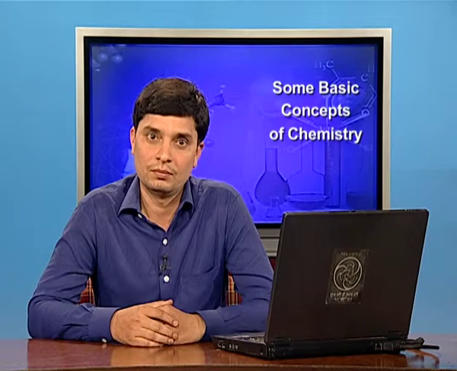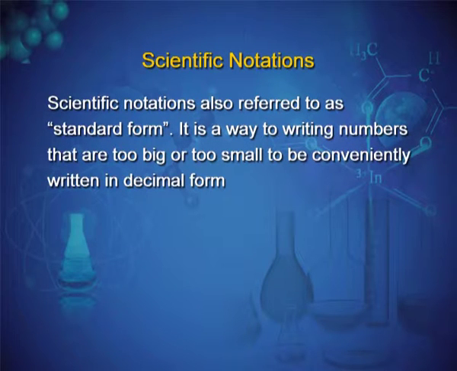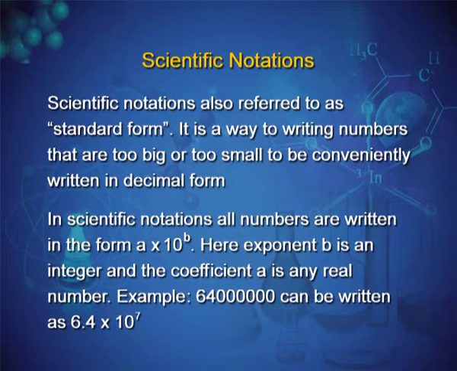Scientific notation, also referred to as standard form, is a way of writing numbers that are too big or too small to be written in decimal form. In scientific notation, all numbers are written in the form a into 10 to the power b. Here the exponent b is an integer and the coefficient a is any real number.